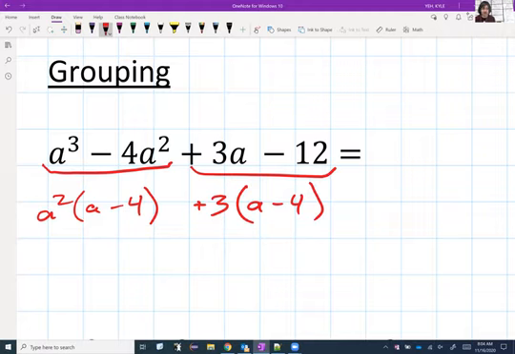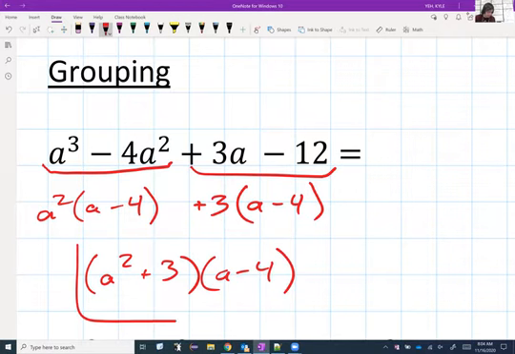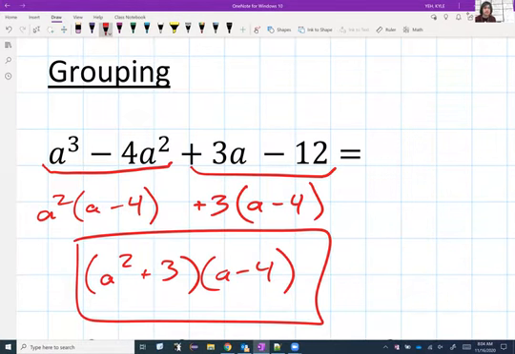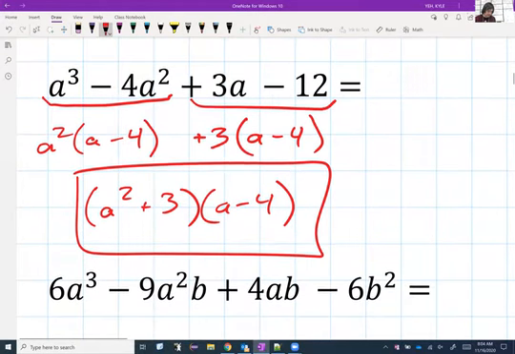And since the insides are the same, we're good to go. We can write the factors. One of them, if you remember, is a squared plus 3, the things we pulled out. And then the other one is just a minus 4. And so we can use grouping, a technique we already know, to help factor cubic expressions.